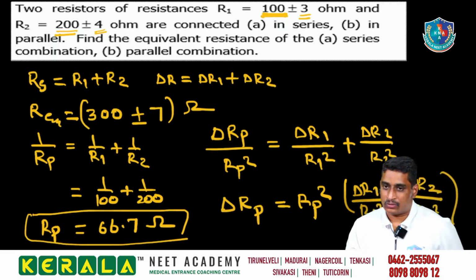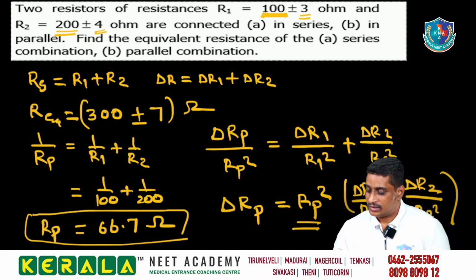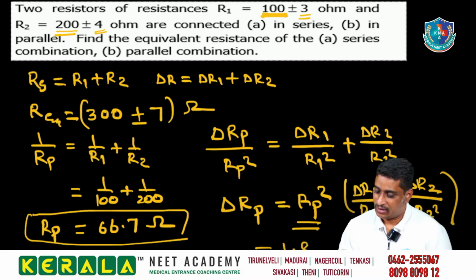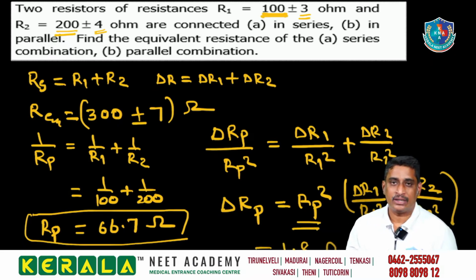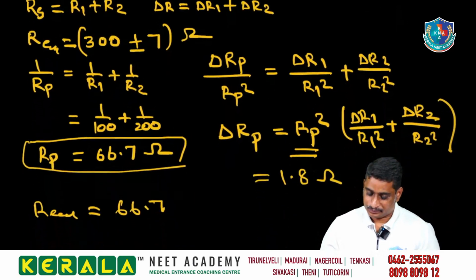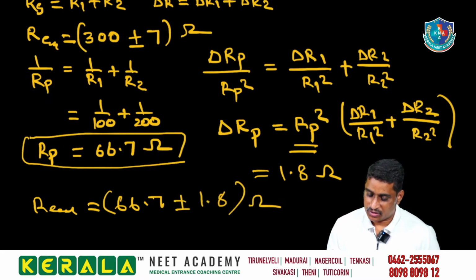Rp value already we have calculated. By substituting that Rp value, delta R1 is given 3 ohms, delta R2 is given 4 ohms. By substituting all these values, by solving, delta Rp will come out to be 1.8 ohms. Therefore, the total equivalent resistance in parallel will be given by 66.7 plus or minus 1.8 ohms we will get.